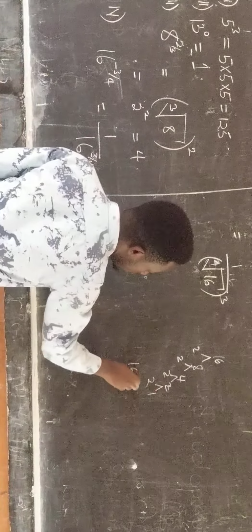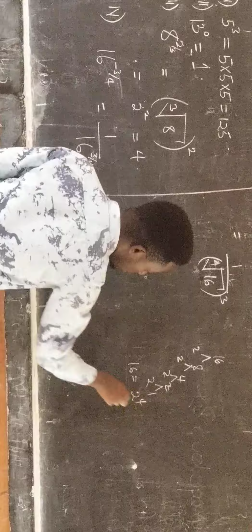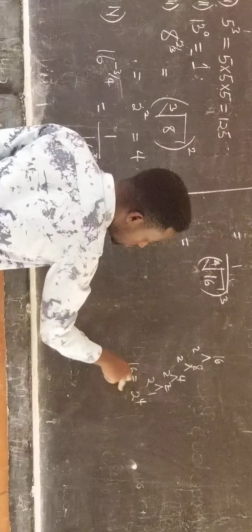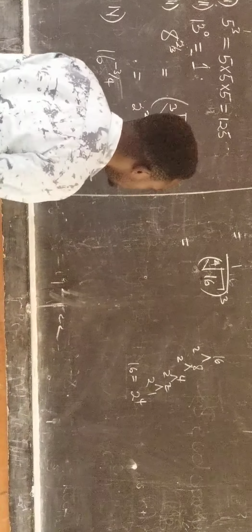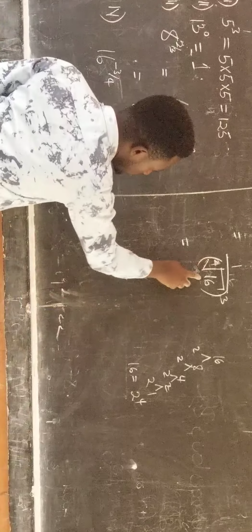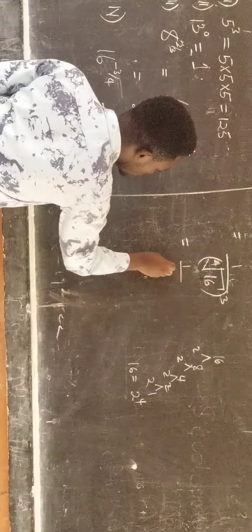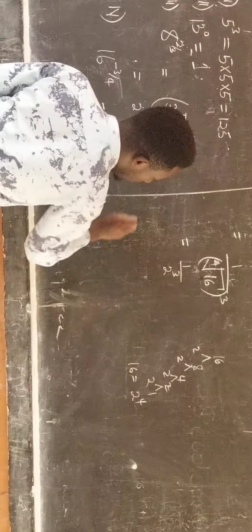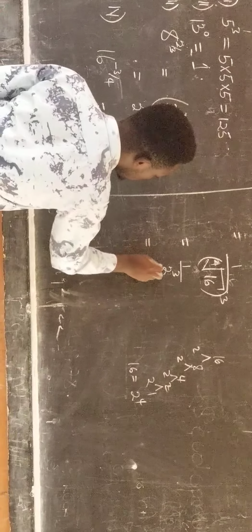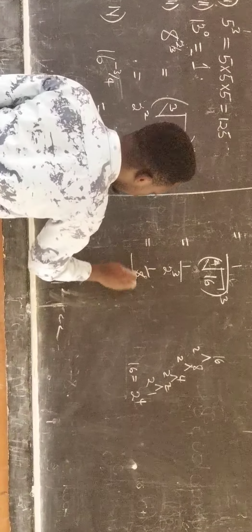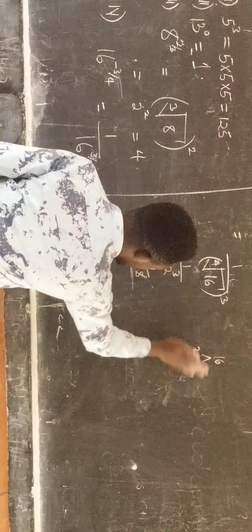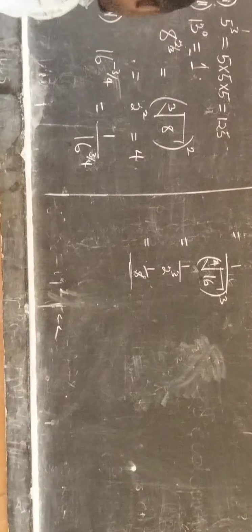That means 16 is the same as 2 power 4. So if you take the fourth root both sides, you'll appreciate that the fourth root of 16 is 2, so that becomes 2 power 3, which is actually 1 out of 8. So that is it.